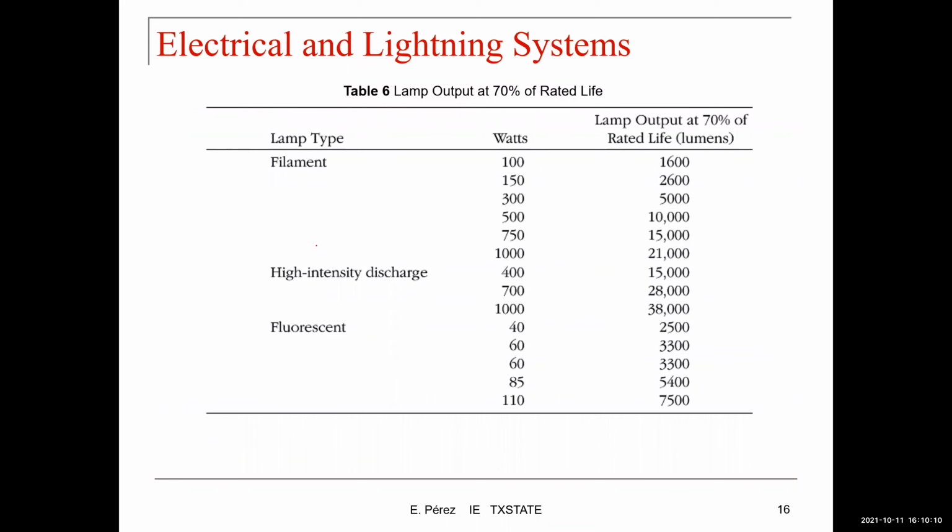So this is table 6. Here we have the lamp type: filament, high intensity discharge, or fluorescent. We also have the capacity in terms of watts and the lamp output at 70% of rated life. So filament for 100 watts, the lamp output at 70% is going to be 1600. For fluorescent, 110 watts, the lamp output at 70% of rated life is 7500.